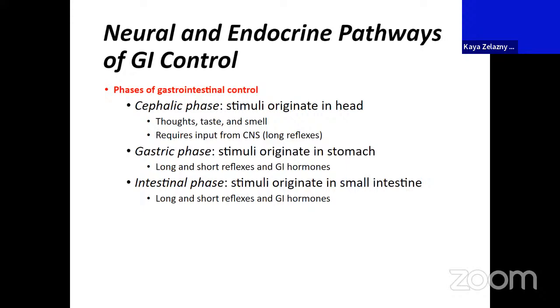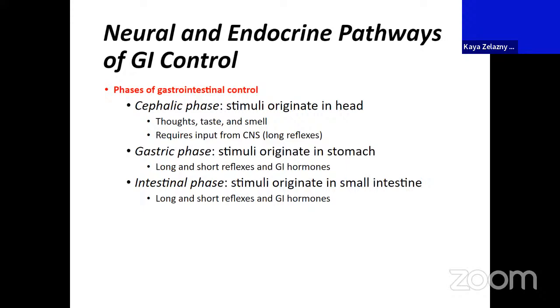Okay, so even just thinking about food can start some of these digestive processes, right? So seeing an ad and suddenly wanting whatever it is they're selling, right? They're taking control over this cephalic phase, gastrointestinal control.